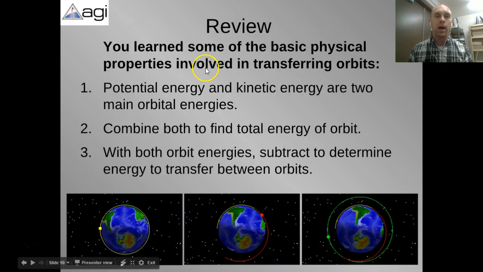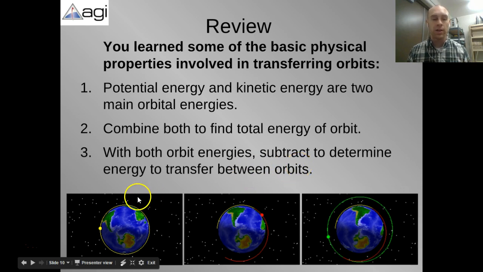Now, for review, you've learned some of the basic physical properties involved in transferring orbits. Potential and kinetic energy are the two main orbital energies. You combine both to find the total energy of an orbit, and with both orbit energies, you subtract them to determine the energy to transfer between orbits.